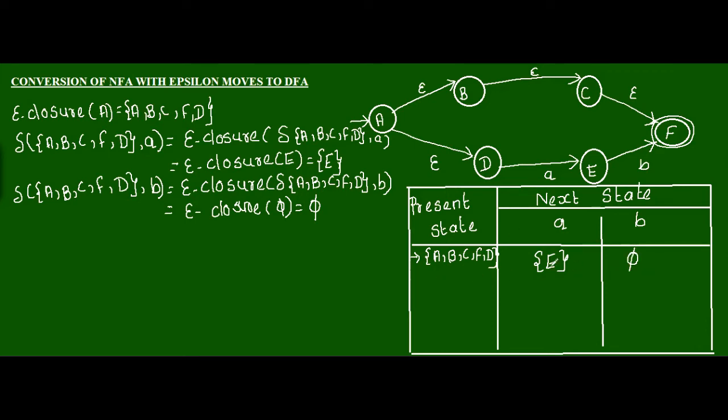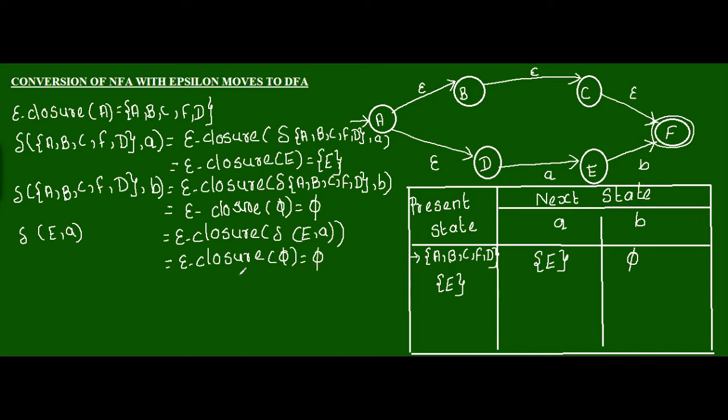See in this table, is there any new state? E is a new state. So I am going to make this E a present state, and I am going to find the transition for this on a and b. E is your present state. a is your present input. There is no next state, so it is empty. Null closure of empty is equal to empty. I am going to fill this table. E is your present state, a is your present input, the next state is empty. Now I am going to find for input b.